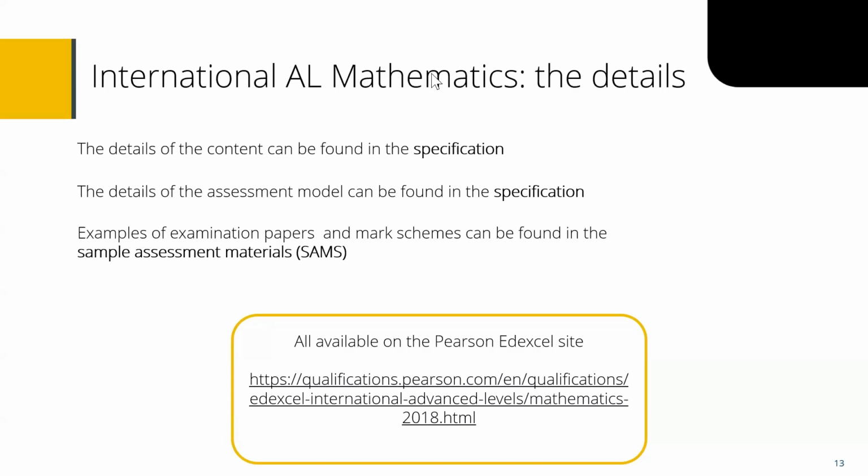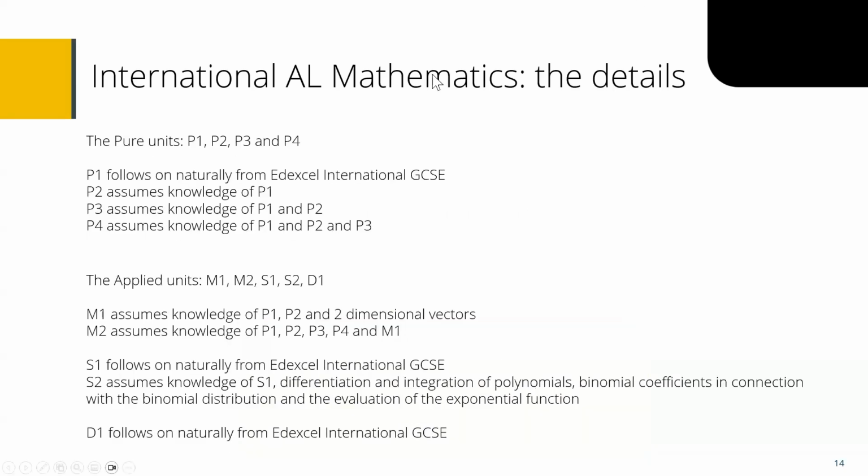Now, the other thing we should be aware of is how the international A-level continues from the international GCSE. You've got, as we said, 4 pure modules. The first one should be a natural progression from the international GCSE. When you start your Pure 2, you should assume some knowledge from P1. P3 will have a combination of P1 and P2, and then P4 will have P1, P2, and P3 as well.